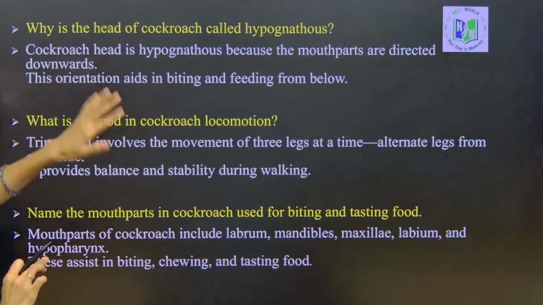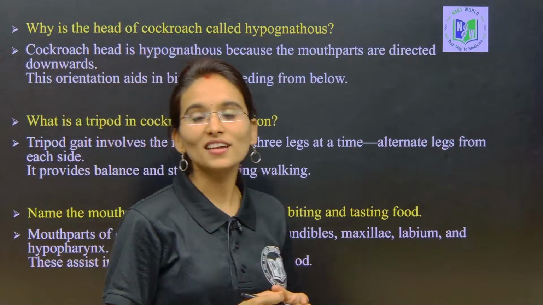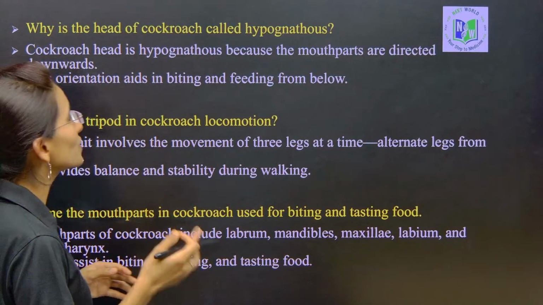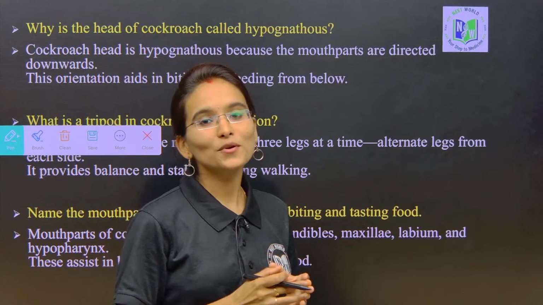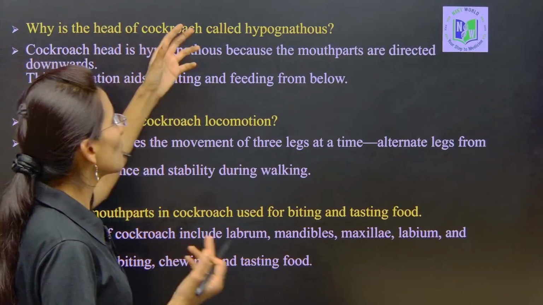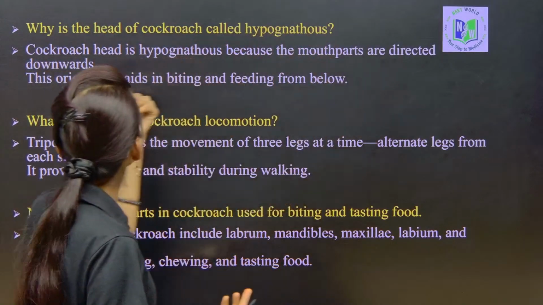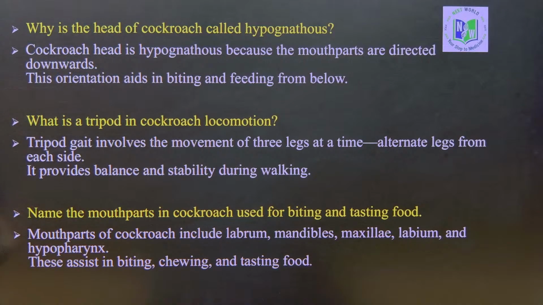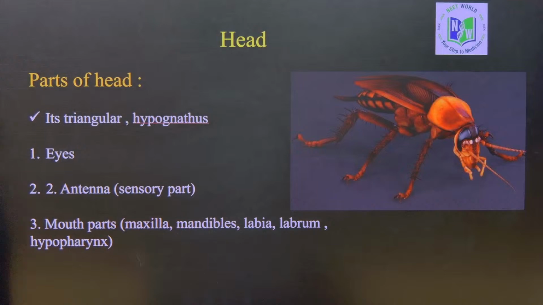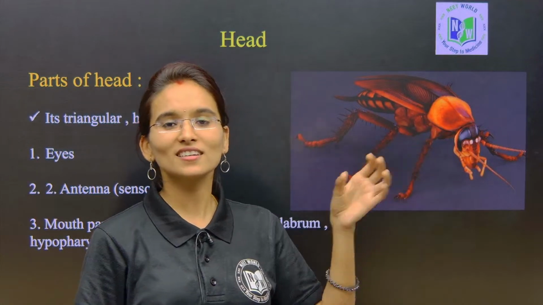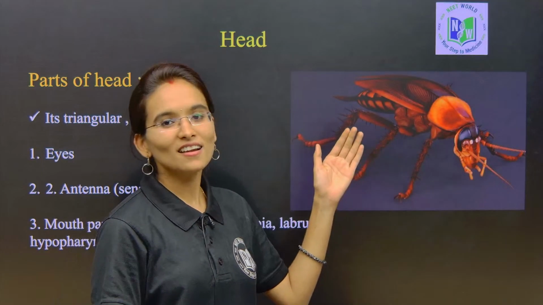Why is the head of the cockroach called hypognathus? All your online students, quickly answer me. The head is hypognathus because the mouth parts are directed downwards. You can also observe here very clearly, my dear students. This is one beautiful image of the cockroach. By looking at it, we can study the complete external morphology.